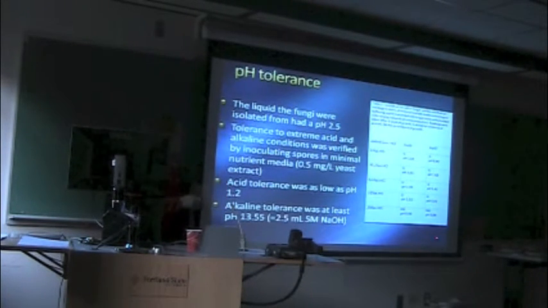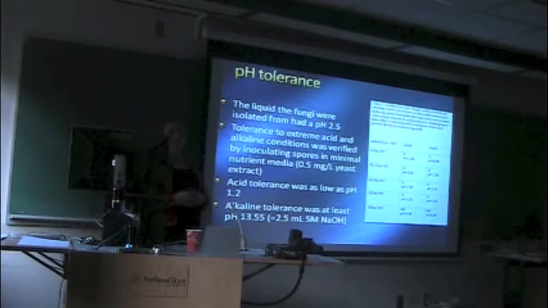So this table shows the results of the experiments that we did with the hydrochloric acid. And what we found is that both isolates will grow down to as low as 1.2 pH. On the other side, with the alkaline tolerance and the sodium hydroxide, we found that they will continue to grow to at least a pH of 13.55.